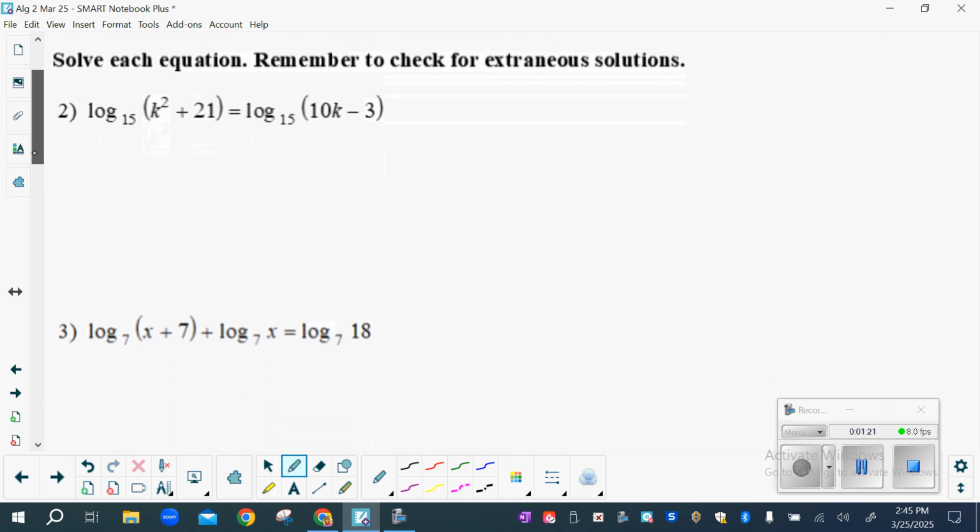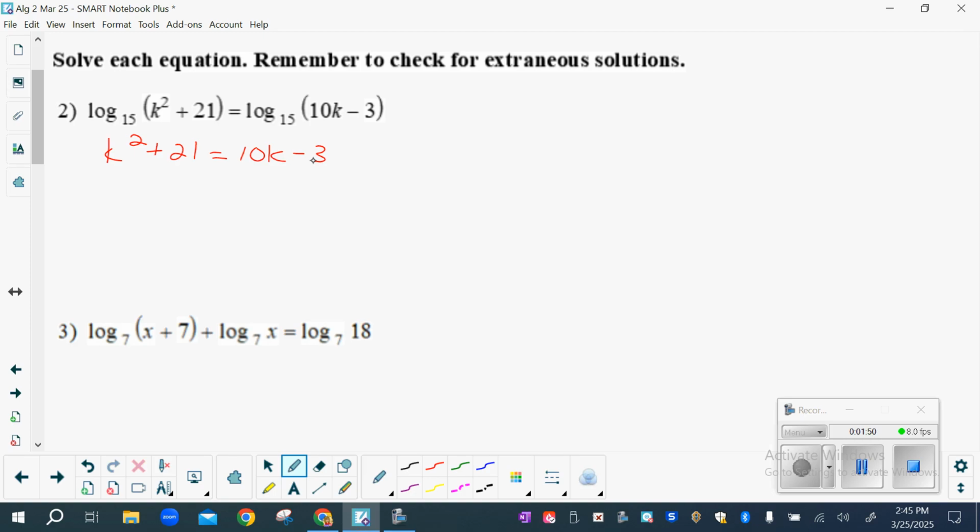So first question, log base 15 of k squared plus 21 equals log base 15 of 10k minus 3. Anybody have an idea what we might do there? You want to get rid of something, yes? Get rid of the log on each side. So we're going to make it k squared plus 21 equals 10k minus 3. Now, how do we solve that? What do we do next?